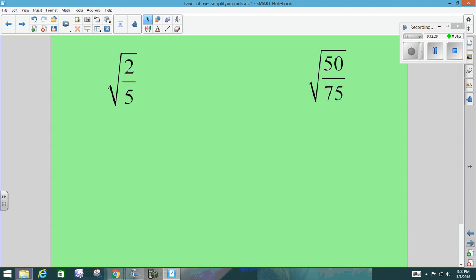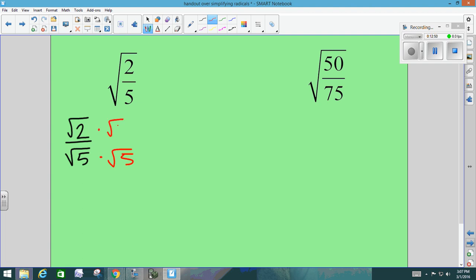Okay. Square root of 2/5. What do you want to do on this one? Split them into their own. So then I get square root 2 over square root 5. From there, what should I do? Yeah, rationalize, because there's no perfect square that goes into them, so I can't do any breaking down. I just have to get the square root of 5 out of the denominator.